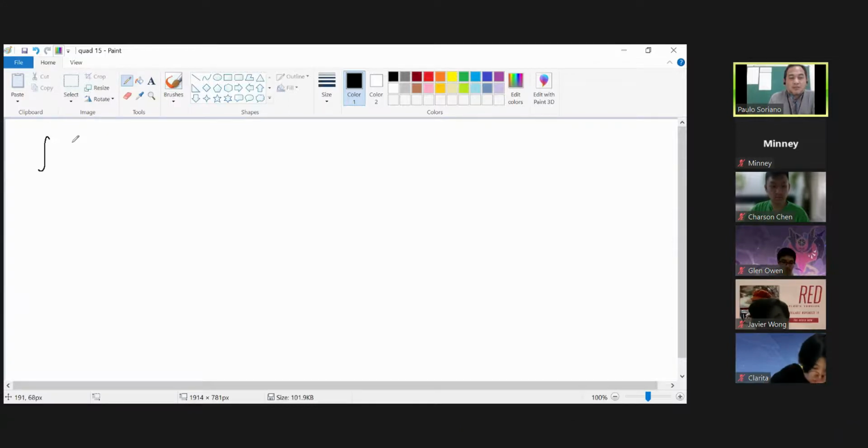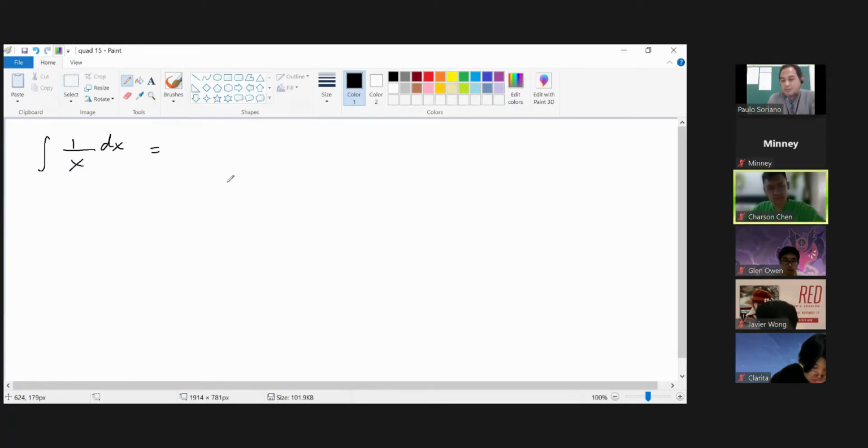Integral of, let's say, 1 over x dx. Okay, this is a fraction form. Correct? What's the answer here? What's the integral here? Or yeah, evaluate that. It will become.